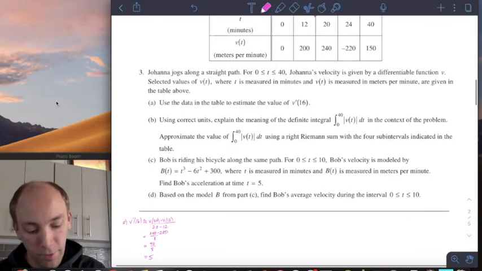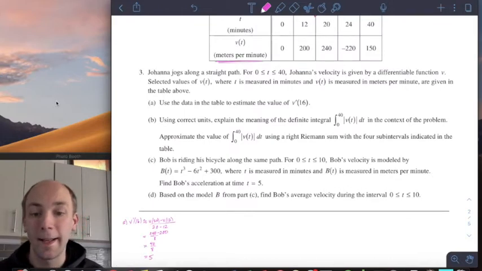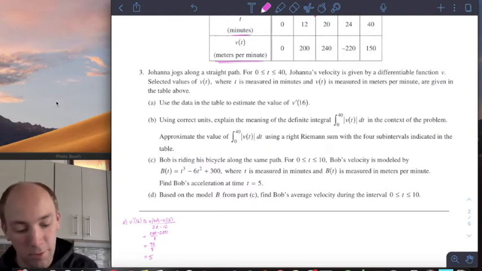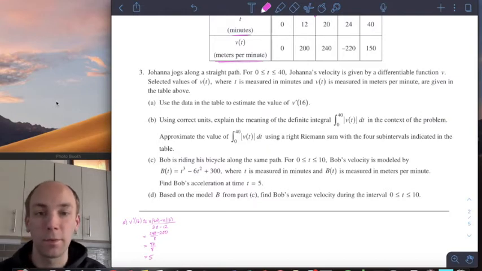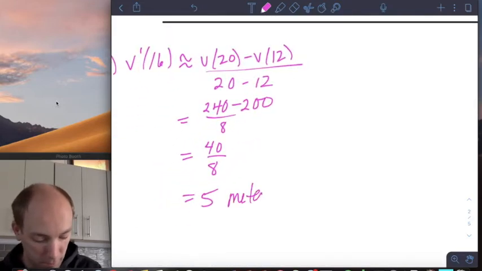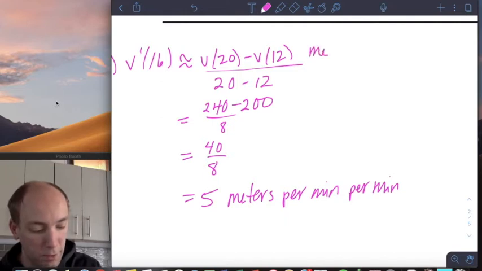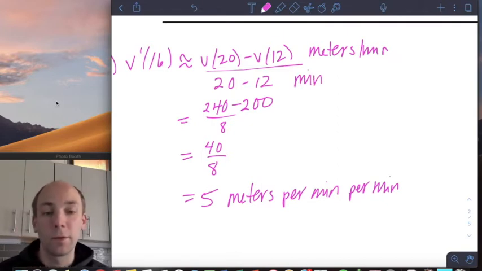The v of t, the numerator, is measured in meters per minute, and t, the denominator, was measured in minutes, so the units on this would be meters per minute per minute. Or you could say per minute squared, right? The numerator was meters per minute, and the denominator was minutes. So when I put those together, I'd get meters per minute per minute. Okay?